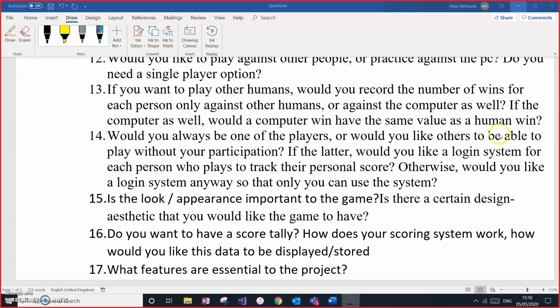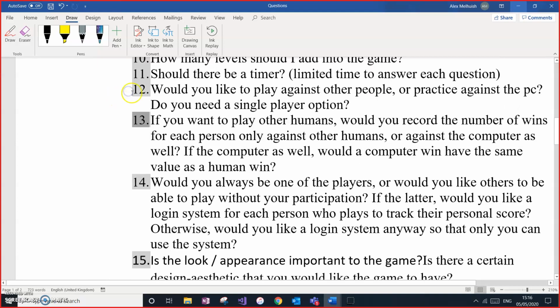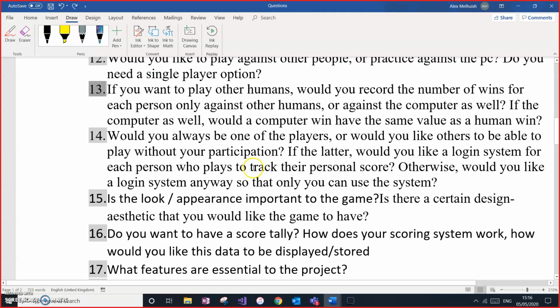And would the computer win have the same value as a human win? So again, I would make a note of this one for the extension section, because it's going to be a little bit more involved, this particular one, if we're talking about registering scores for the game.